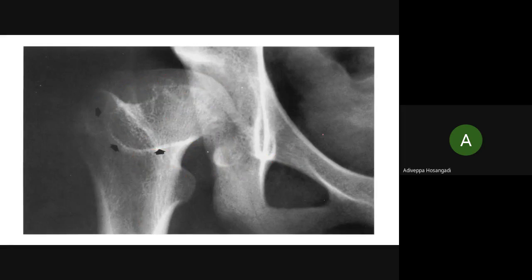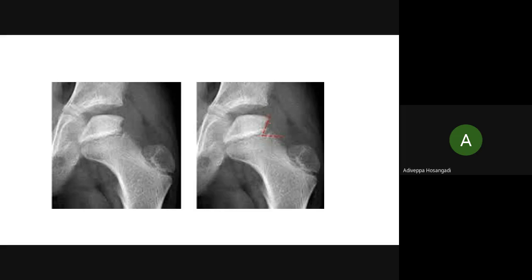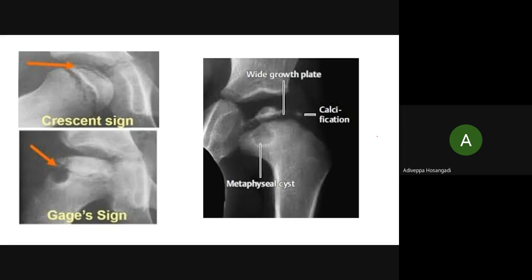Okay, right. So again, one more important thing I want to stress again and again: this V-shaped translucency is called gage sign. Gage sign you won't get anywhere else. That name also you won't find anywhere. So gage sign is seen in Perthes disease where the head is at risk. Again, a few signs I wanted to mention. Look at this. There is a translucent line here. It looks like a crescent. Crescent is half moon shape, isn't it? That is again seen in Perthes.